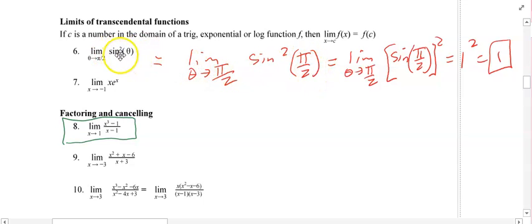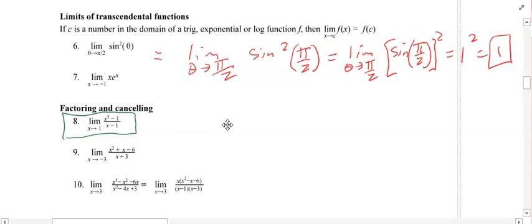Theta of sine squared theta, that was our original problem. So that will be the limit as theta approaches pi over 2 of sine of pi over 2 squared, and that's going to be equal to 1 squared because the sine of pi over 2 is equal to 1. And so that would be equal to 1, and that's our final answer.